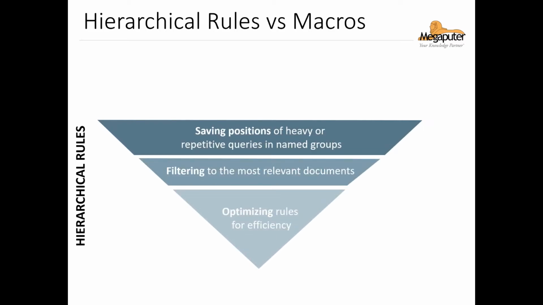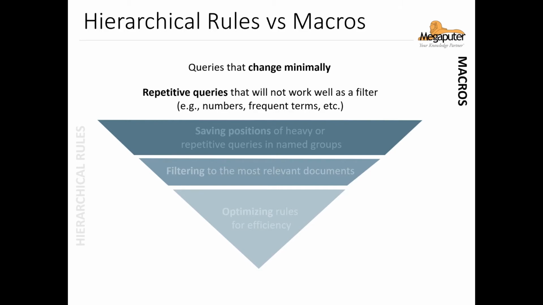So we use hierarchical rules for all the nice things, saving positions, filtering. Macros are useful for pieces of PDL that don't really change much. They're very repetitive. We're going to be using them a lot because we need them to identify certain pieces of information. But they won't really work well as a filter because they're common things, like numbers, measurements, for example, frequent terms. So they're things that you want to condense in a very simple format and to reuse code because we're going to be using that a lot in our queries.